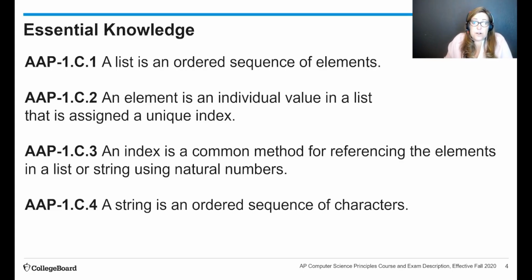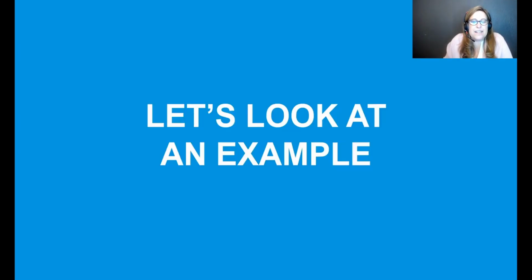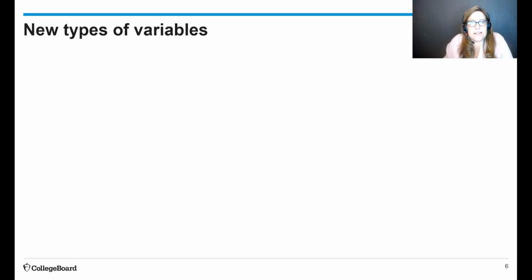A list is an ordered sequence of elements, and an element is an individual value in a list that is assigned a unique index. An index is a common method for referencing the elements in a list or string using natural numbers, and a string is an ordered sequence of characters. So let's look at examples of all of this.